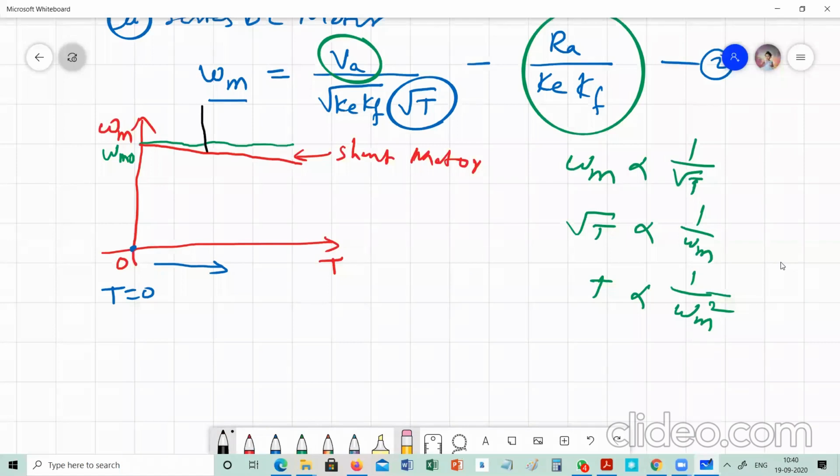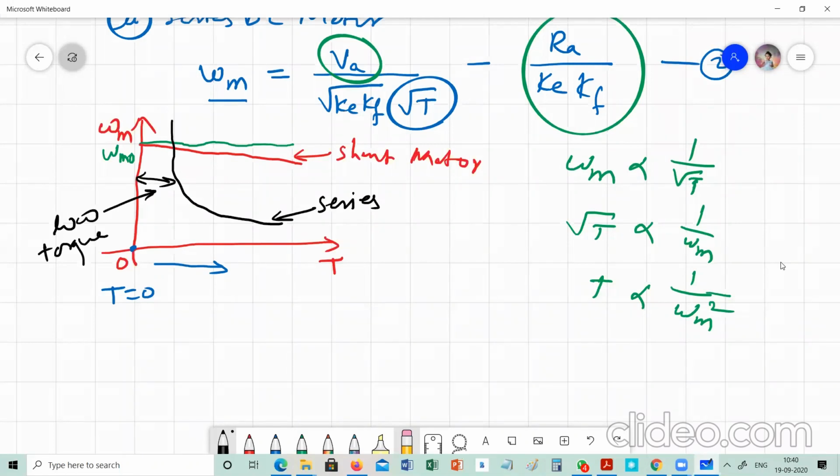It will be like this. Or more precisely, like this. This is the curve of the series motor. When the load is low, for this portion corresponding to low torque or low load, it means what?